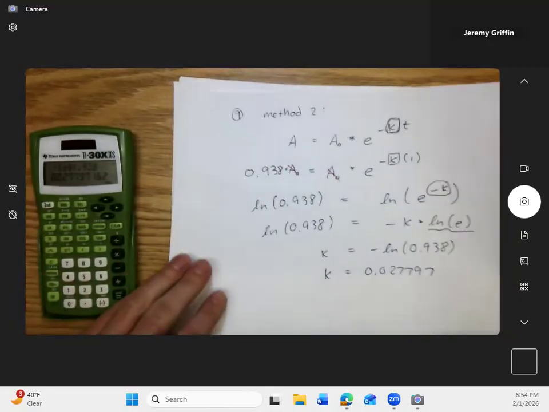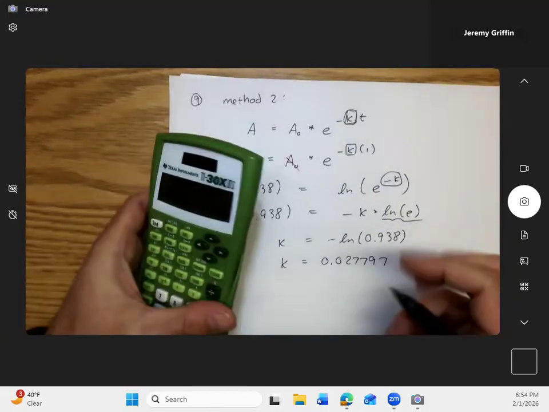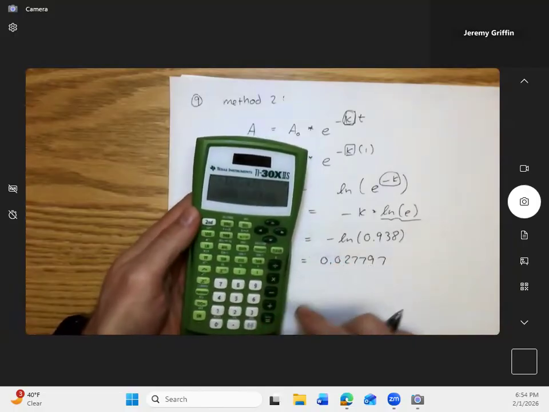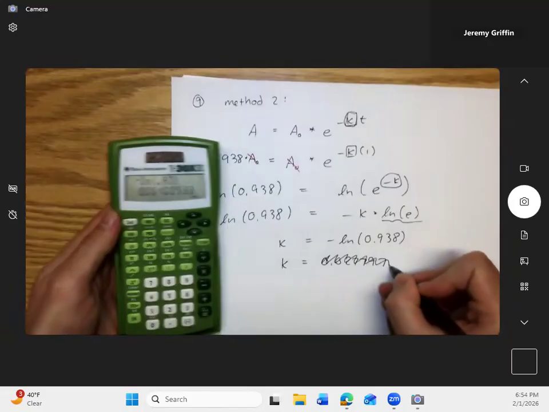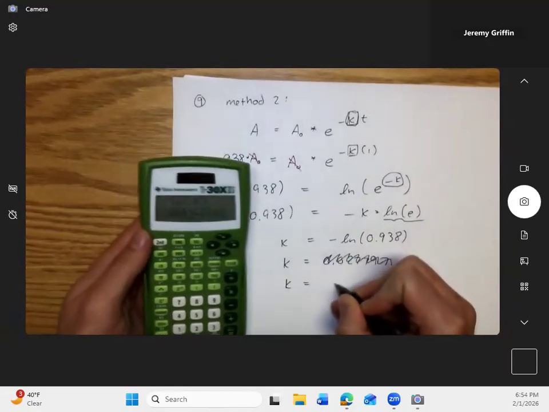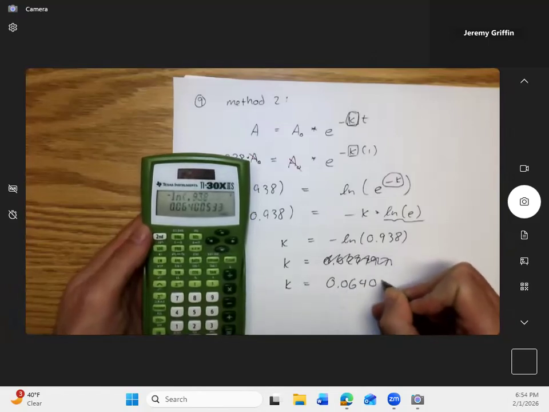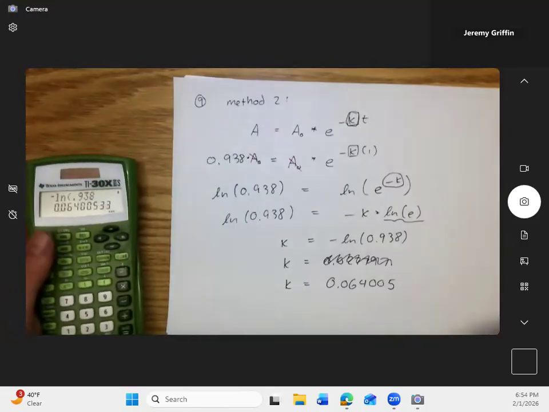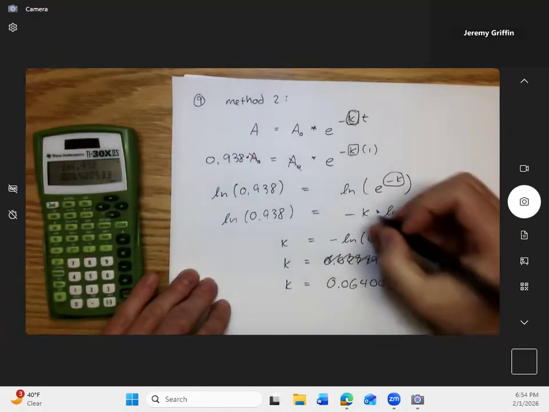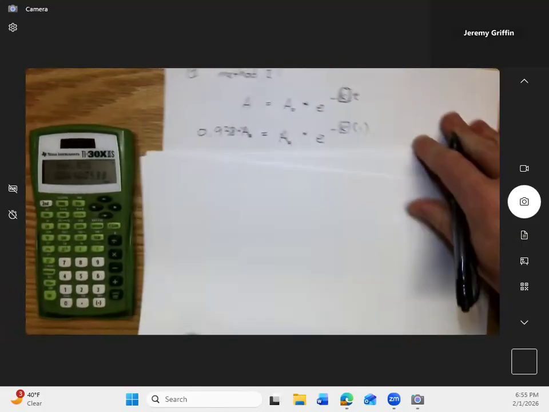Okay, now that I got k, I can plug that back here, and I can try this a different way. So let me make sure I got that right. Oh, hold on. That looks wrong. Sorry, it's not log, it's natural log. Okay, whoops. Let me check that. So you got natural log, 0.064005. Let's try that. Okay, there you go.